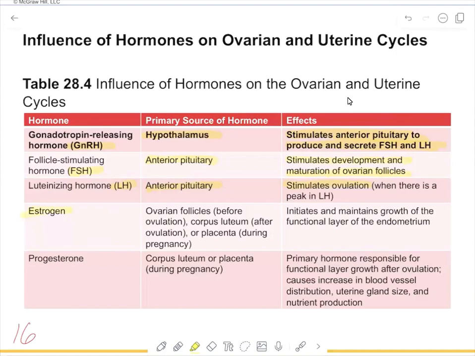Estrogens are released from the ovarian follicles, corpus luteum, or placenta, and they initiate and maintain growth of the functional layer of the endometrium. Whereas progesterone is secreted from the corpus luteum or the placenta, and it's the primary hormone responsible for the functional layer growth after ovulation and causes an increase in blood vessel distribution, uterine gland size, as well as nutrient production.